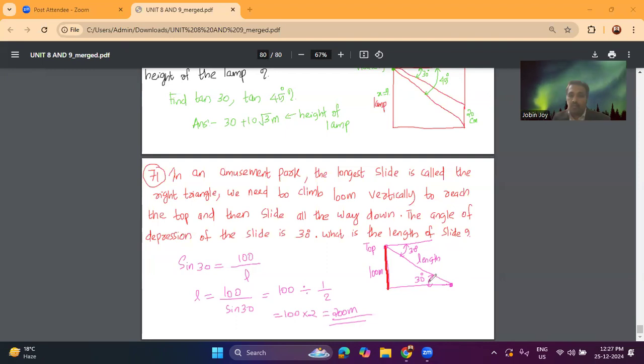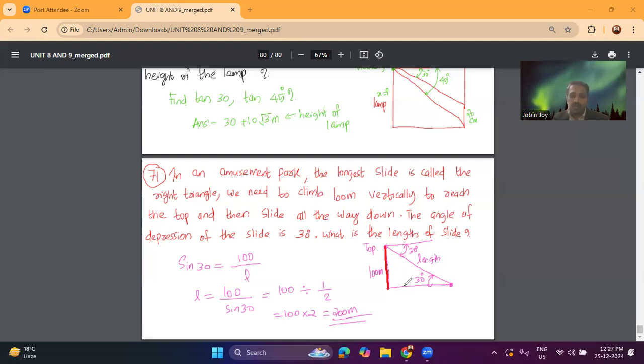The angle of depression means this angle. This angle is 30 degrees. Angle of depression means the angle made with the horizontal. So this angle is 30 degrees, and this angle is 30 degrees, which means this angle is also 30 degrees. So the angle of depression is 30 degrees. What is the length of the slide? Length of the slide means we have to calculate the hypotenuse.